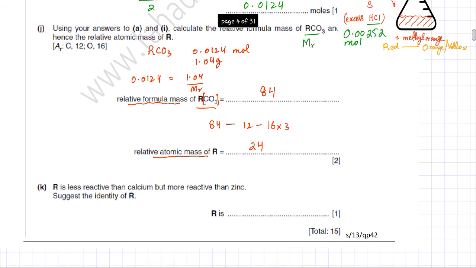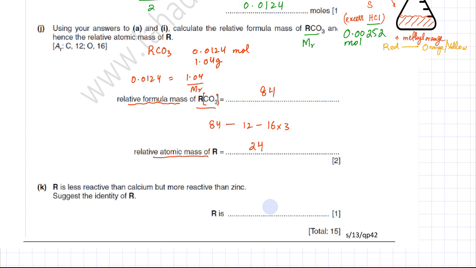And now what we need to do is that R is less reactive than calcium but more reactive than zinc. Suggest the identity of R. Now since you know the relative atomic mass of R, you don't even need to know this information. You just go in and have a look at the periodic table and figure out which element has an atomic mass of 24. So this information is just to confirm the element that you find.